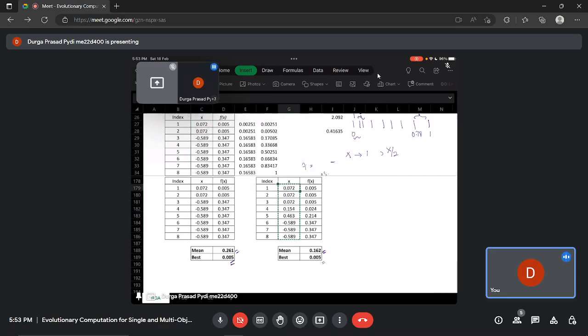0.162. So if you repeat this again and again, eventually after some generations, you will get a mean value close to 0. You can see here, the best value has already reached around 0.005. So if you repeat this over like 10 iterations or something, it will converge to the solution. I'll just stop for a few minutes here if you have any questions on this particular algorithm or this implementation.